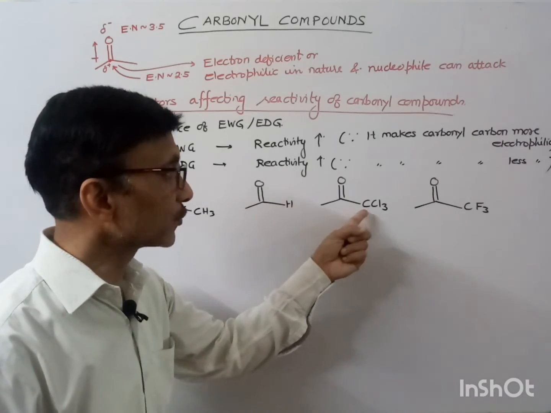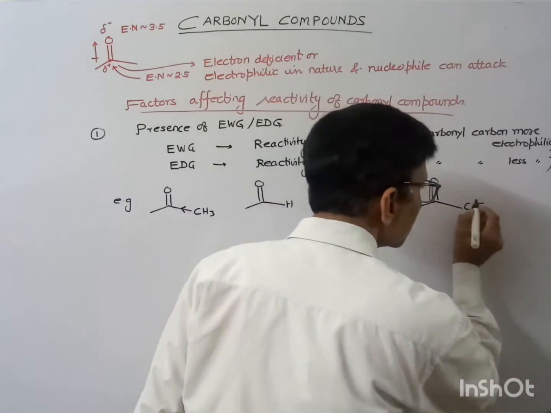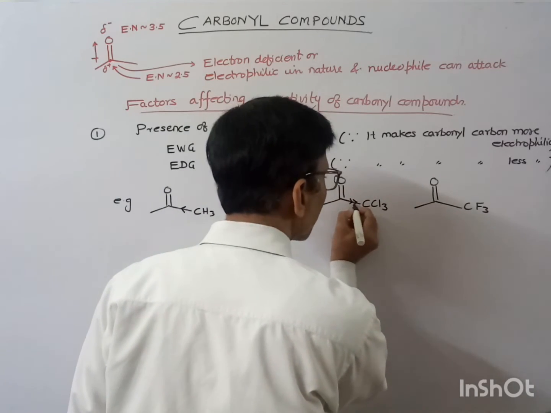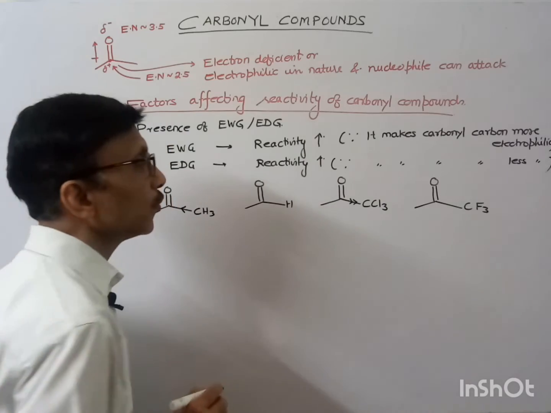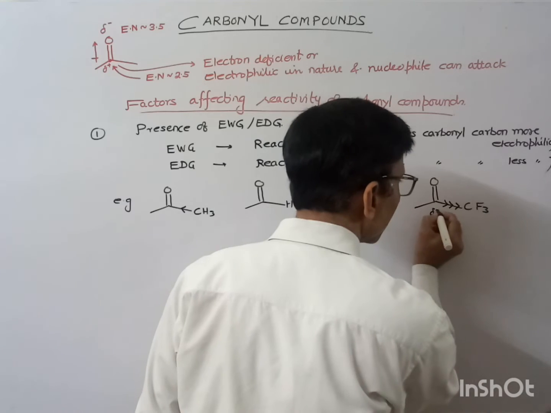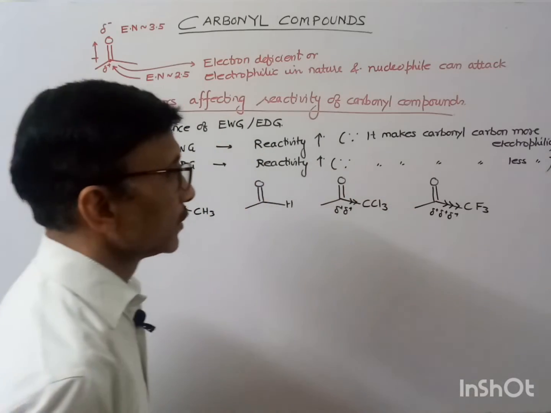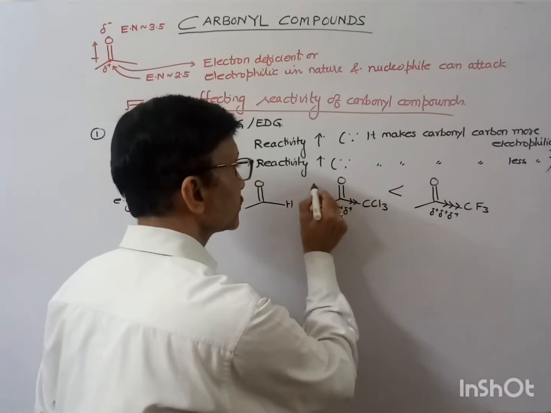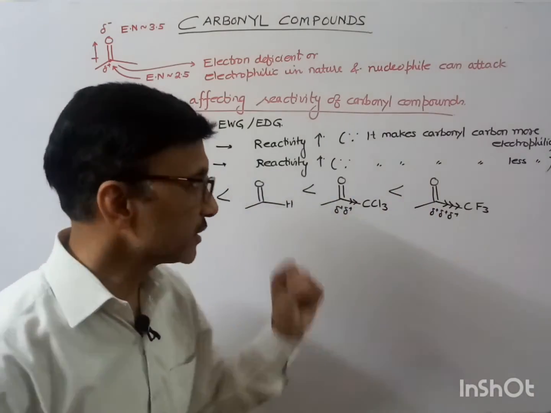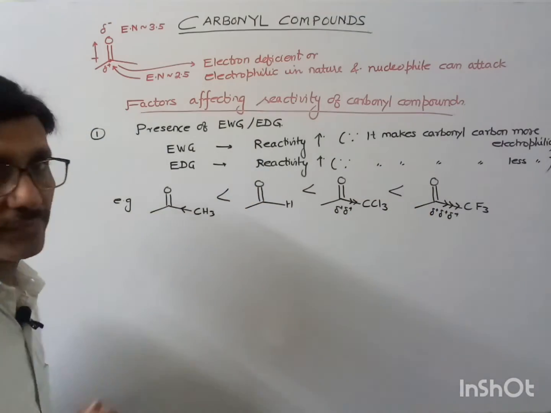What about this? This is an electron withdrawing group, and this is a much stronger electron withdrawing group, CF3. So here it will withdraw the electron and make this one more electrophilic, and this will withdraw even more electron density. So that's why the reactivity is highest here, because the electrophilicity of the carbon is the highest. So this is the highest reactivity, this is the lowest reactivity.